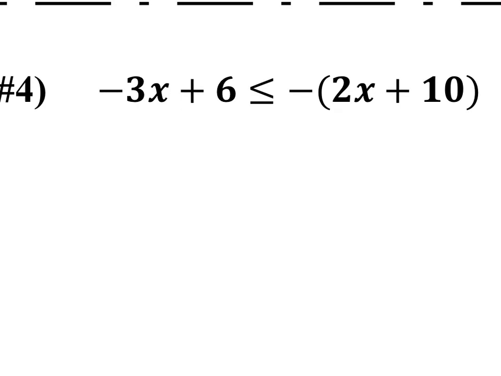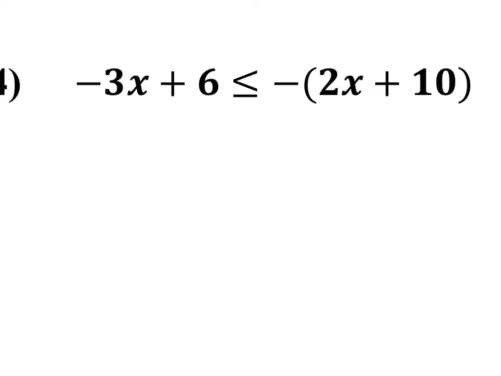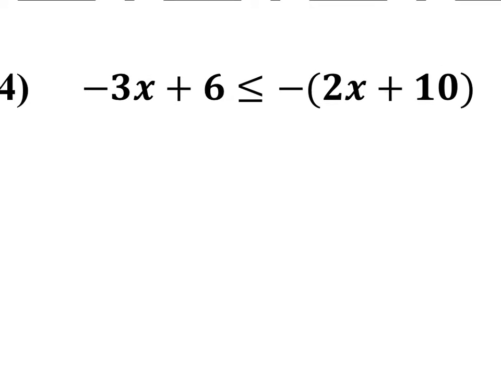All right. So negative 3x plus 6 is less than or equal to negative times the quantity of 2x plus 10. Like when we're solving equations, we're solving as if it were equal to, even though we have an inequality symbol. Anything to distribute here? First thing is to distribute. We have a floating negative in front of this. It's like there's a negative 1 here, which we're going to distribute to the 2x and to the 10.